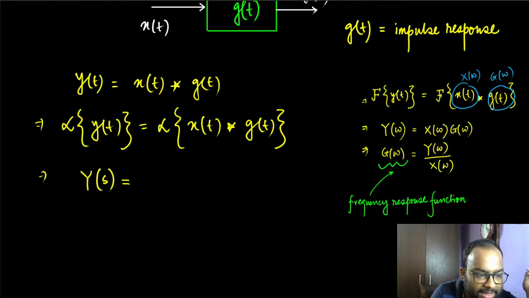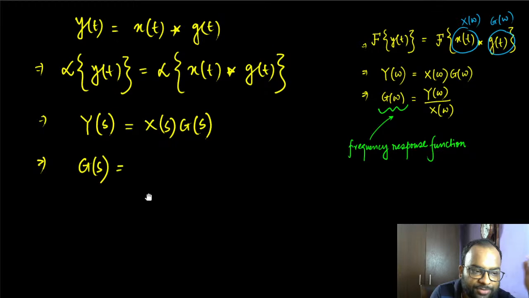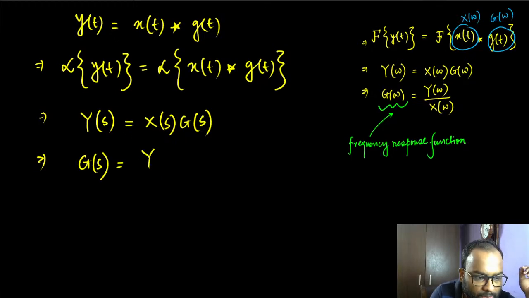Based on that assumption, and again we are going to prove this later on, you might already know that the Laplace transform of the convolution of two signals is equal to the product of their individual Laplace transforms. So this is going to be X(s) times G(s). As such, we can say that G(s), which is the Laplace transform of the impulse response, is nothing but Y(s) by X(s).